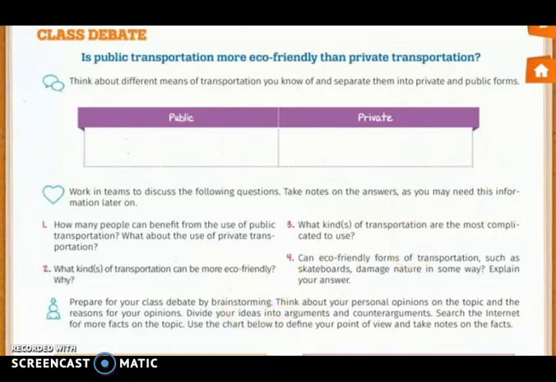Number three, what kind of transportation is the most complicated to use? What do you think is most complicated? In my case, I think that it is the airplane because I can't fly an airplane.